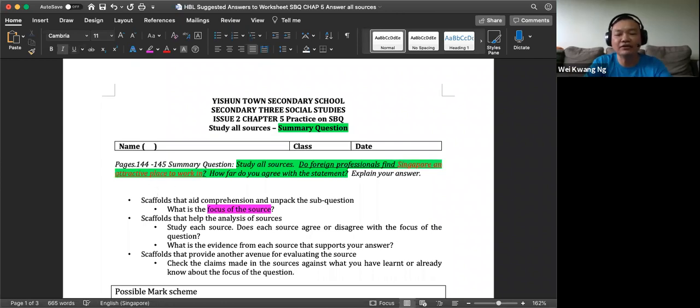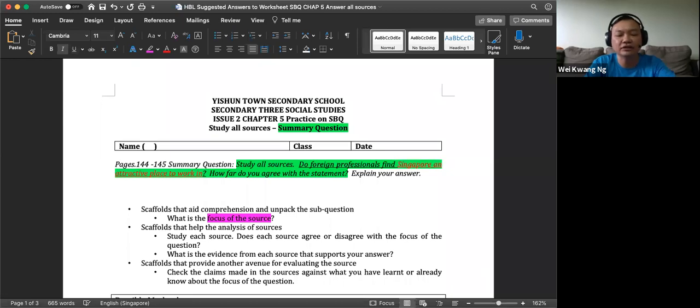We call this type of source a two-sided source. Sources that show both sides of the argument, we call this type of source a two-sided source. Or Ms. Chua likes to give it another name. He calls it a schizo source, because it has two sides of the argument. So you can call it a schizo source or a two-sided source.